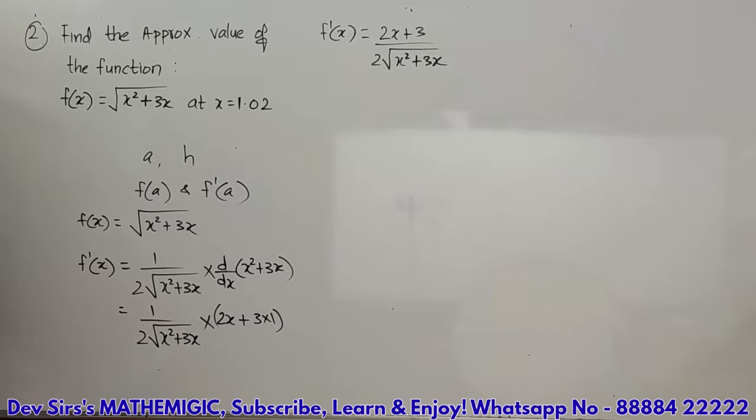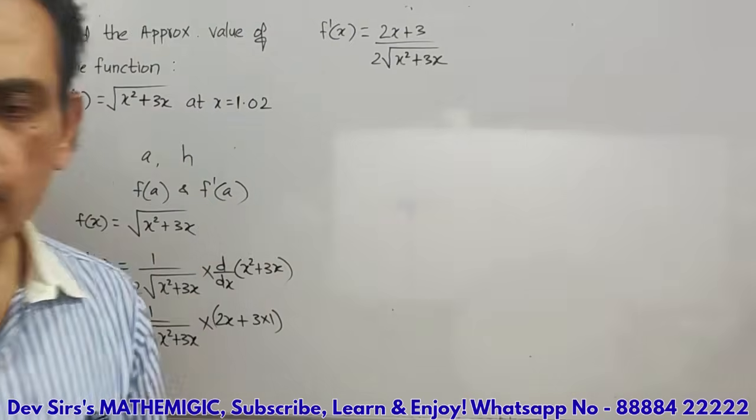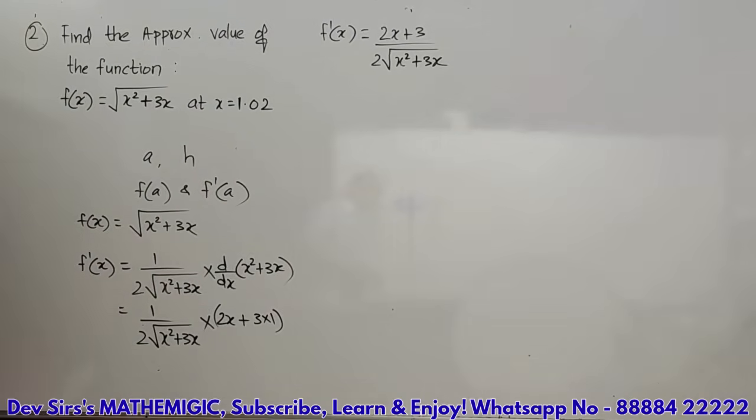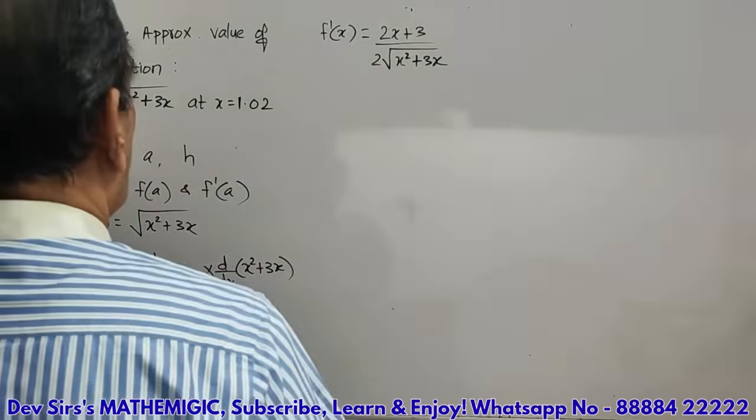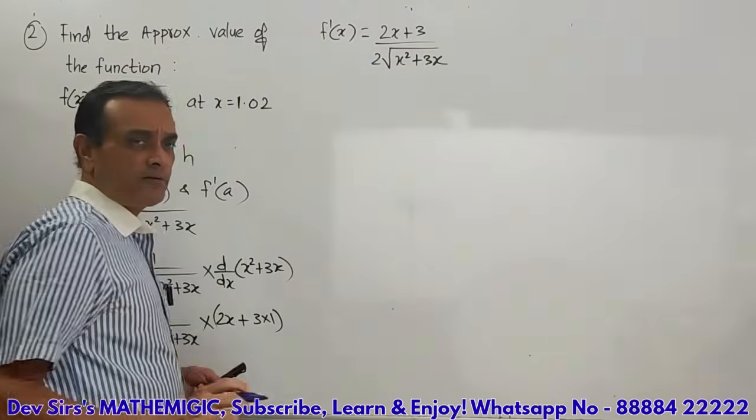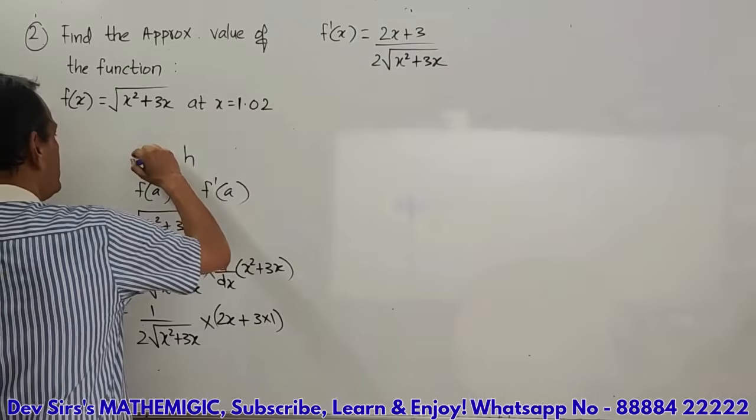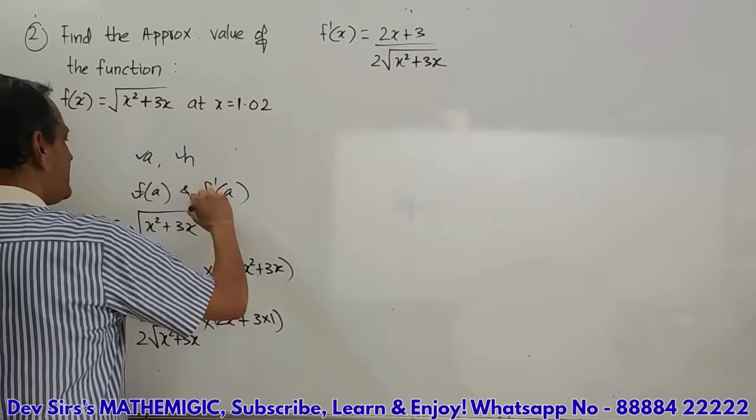Now let us get the remaining things. I hope it is visible. Okay, fine. So now 4 important things: a, h, f a, f dash a.